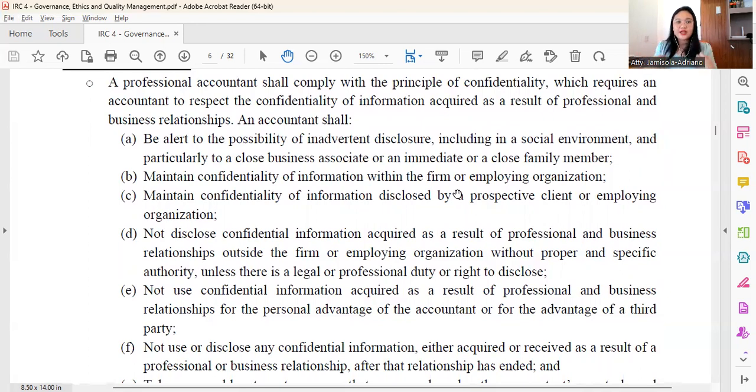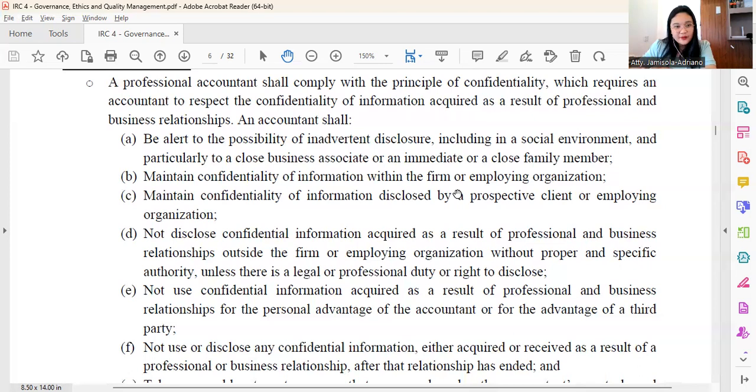So, if you have acquired confidential information from the client because of your communication with the client, you have to make sure that you do not inadvertently disclose it, even though you have no intention of sharing it, but maybe because of a social event, there is a risk that you will inadvertently disclose this confidential information. So you should be alert, okay?